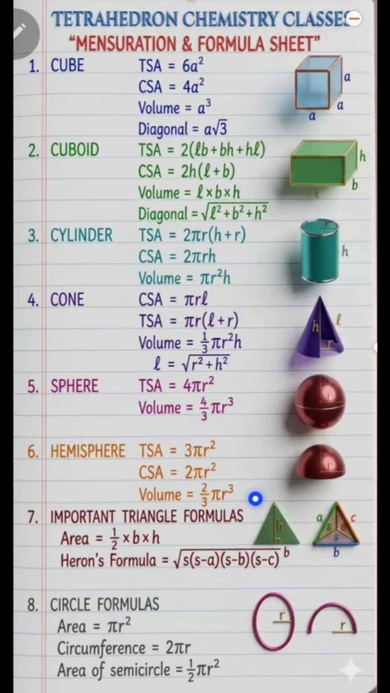For triangles, area equals 1/2 multiplied by the breadth and the height of the triangle. For circle, the area of the circle is given by πr², and the circumference of the circle is given by 2πr. Area of the semicircle is equal to half πr².